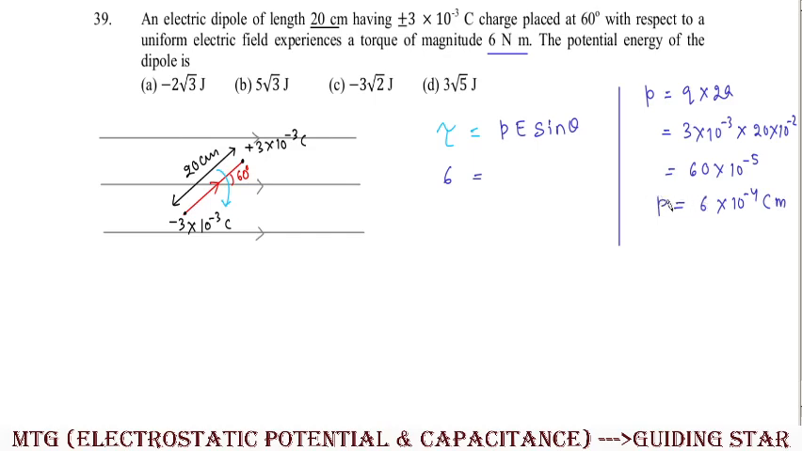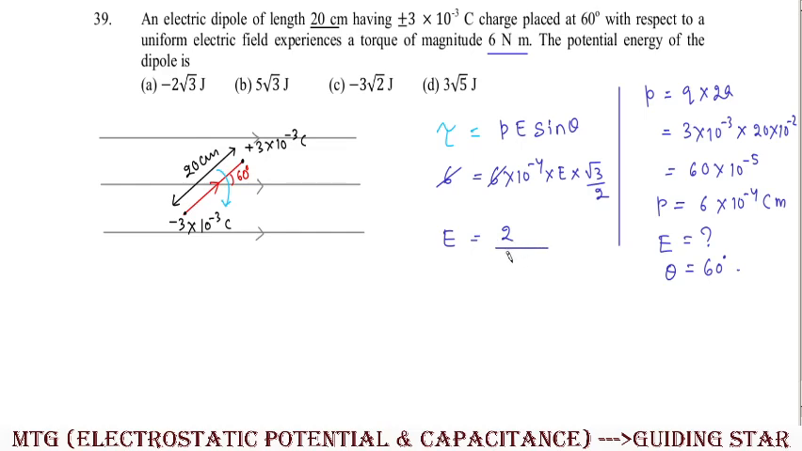So dipole moment is 6 into 10 to the minus 4. Electric field we don't know, that we will first calculate. After that we can get the potential energy. Torque is given 6 Newton meter. So 6 equals P, which is 6 into 10 to the power minus 4, times E, and theta over here is 60 degree. Clear? So P E sin 60, where sin 60 is root 3 by 2. Clear? So the value of E from here, how much will we get? So 6 will cancel out. Clear?